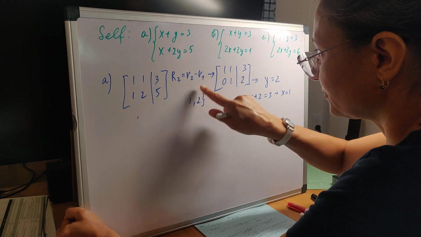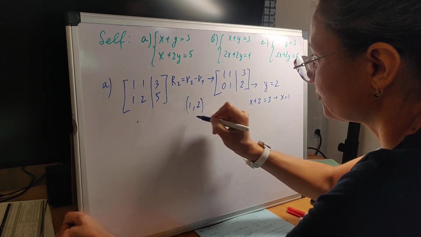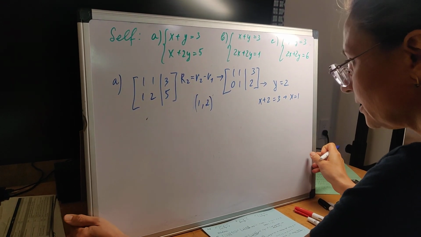Maybe I should use different parentheses. This looks like a set of numbers. It's actually supposed to be a pair of numbers. Okay, solution.